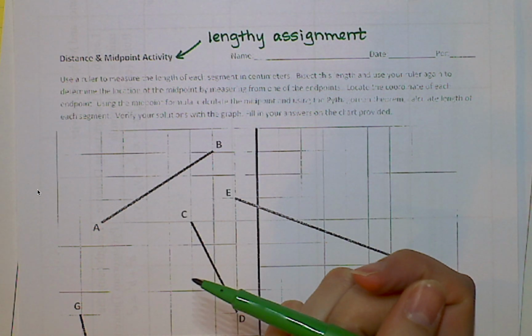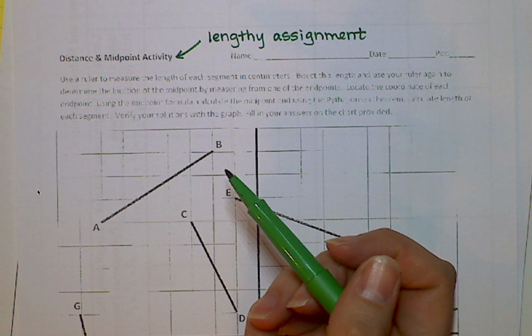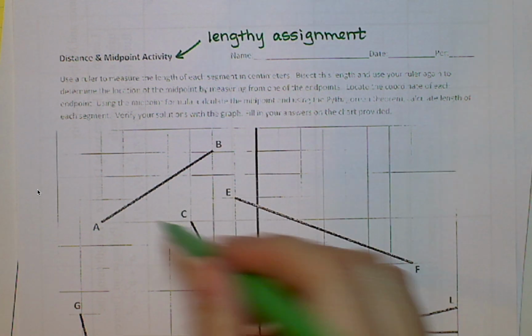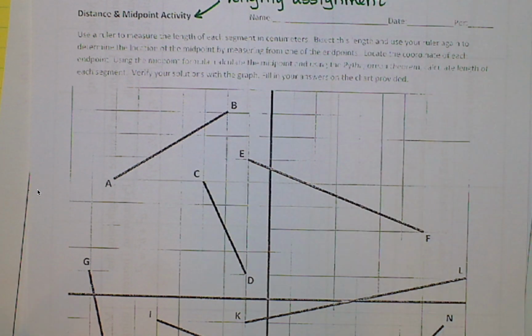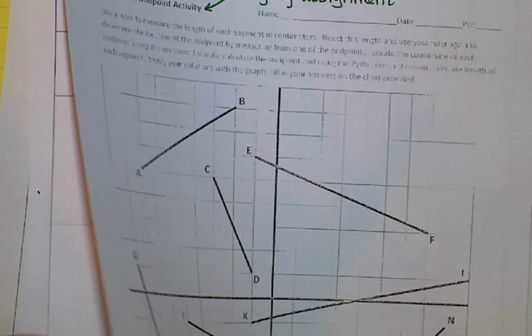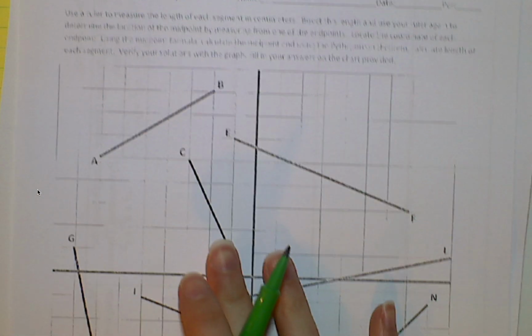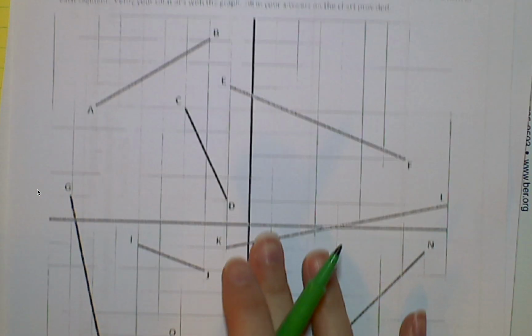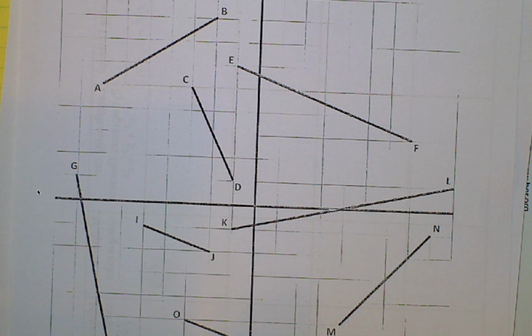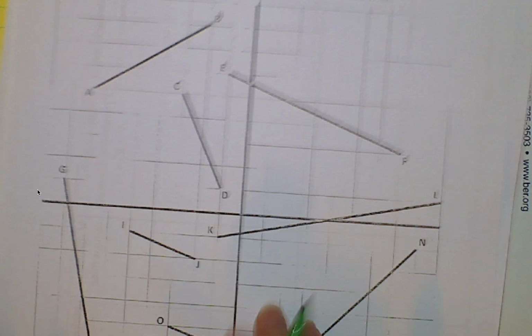But essentially what you're going to be doing with this assignment is finding the midpoint and the distance of all of these lines, okay? I'm going to go through and do one of them with you, so that you can see how to do it. Then I'm going to let you do the rest of the assignment, okay? So I'm going to do K and L with you.